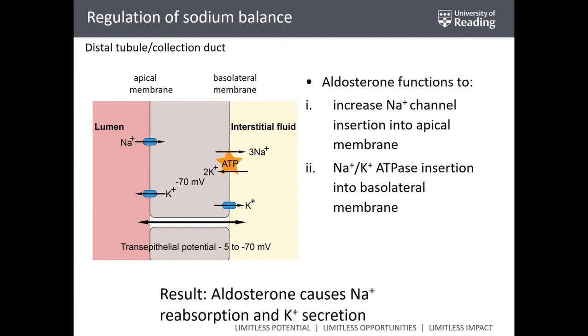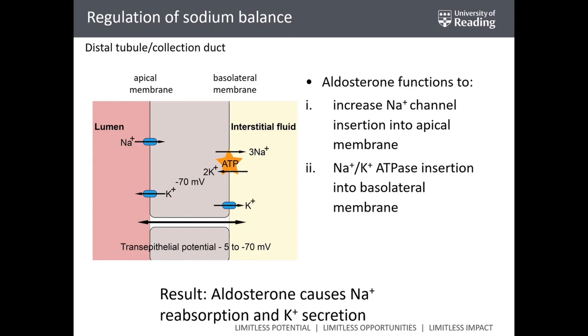So I need a gradient, since sodium is both a chemical and an electrically charged species, an electrochemical gradient. Now, this electrochemical gradient, as we mentioned, is generated by the ATP sodium-potassium pump, which is always there in the basolateral membrane. But in presence of aldosterone, the amount of sodium-potassium ATPase pumps located in the basolateral membrane increases.